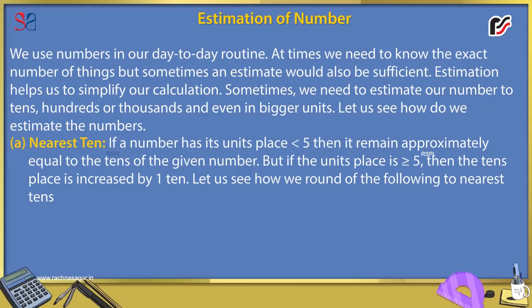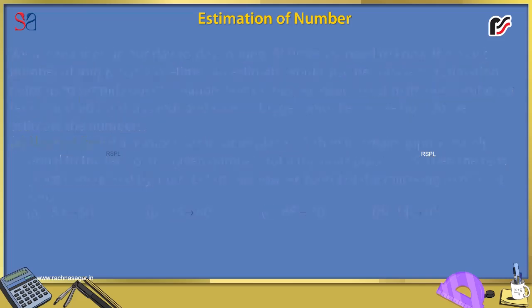A. Nearest 10. If a number has its units place less than 5, then it remains approximately equal to the tens of the given number. But if the units place is greater than or equal to 5, then the tens place is increased by 1. Let us see how we round off the following to the nearest 10. A. 54 to 50. B. 75 to 80. C. 68 to 70. D. 14 to 10.